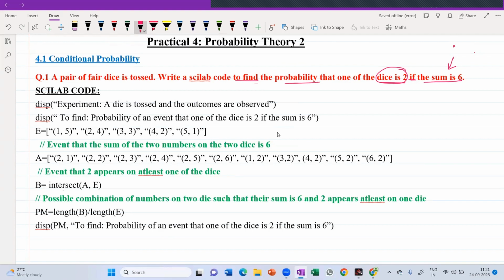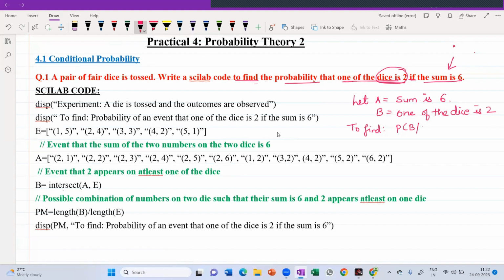So how are we going to solve it? Whatever the statement after if, that is given to us. So for that I'm going to define one event A. Let A be the event that the sum is 6. And whatever I have to find out, the probability that one of the dice is 2, I'm going to take as B. One of the dice is 2. So what do I have to find out? I have to find the probability of which event, A or B? B. Find the probability that one of the dice is 2. So I have to find the probability of B.